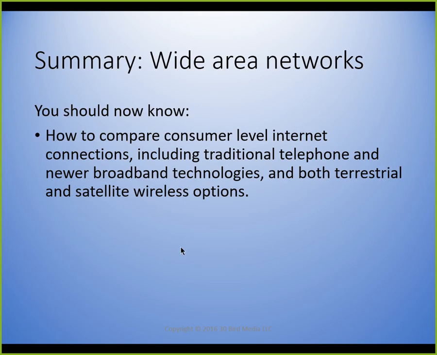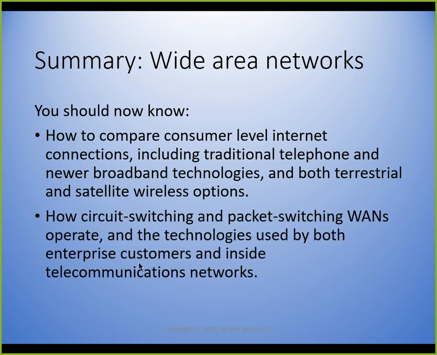So we talked about the consumer level internet, broadband technologies, the terrestrial and the satellite wireless options that were available to some people. And obviously, in order to use any of these things, it's got to be available to you. Circuit switched and packet switched networks. Circuit switch creates a circuit. Packet switch is a temporary thing. Doesn't really tie up the systems when we do those things. And both are used by enterprise customers. And again, that takes care of this one.